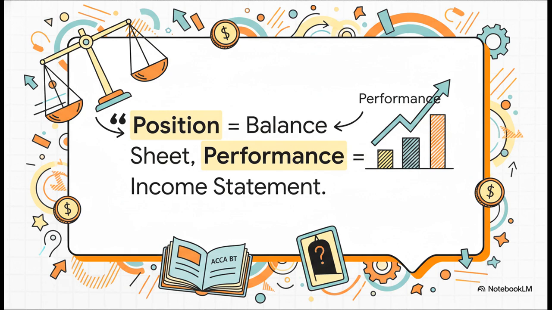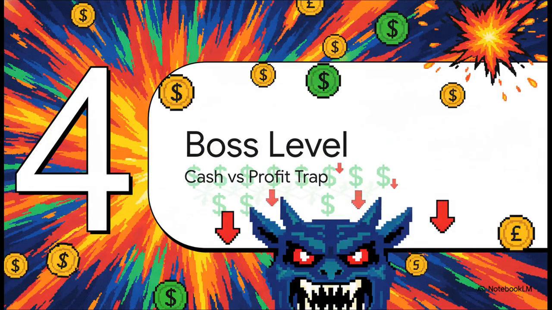If it asks which statement shows performance, the answer is the income statement. The crucial takeaway to lock into your brain is just this simple trigger. Position equals balance sheet and performance equals income statement. Don't overthink it. All right, here we go.